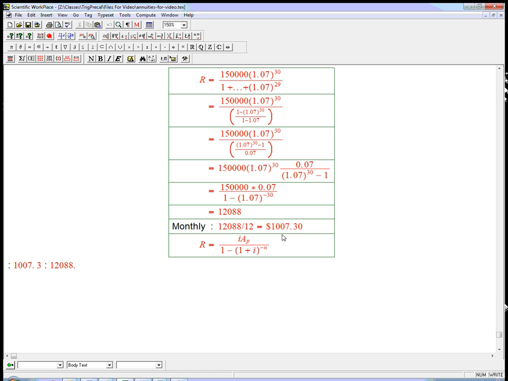Okay. Now, what's the total payments? Well, we just multiply the 12,088 by 30. Let's put it down here. Total repayment is 30 times 12,088. And that's going to be $362,640. Put it up here. $362,640. That's a lot more than $150,000. It's over double. And so a 30-year mortgage at even 7% interest, which isn't exorbitant by historical standards, you end up paying a lot of money.